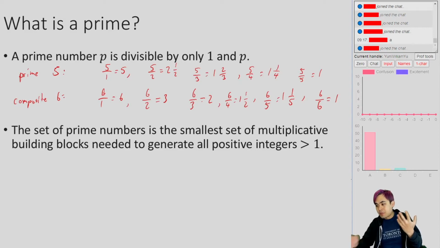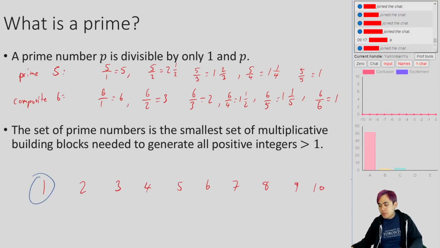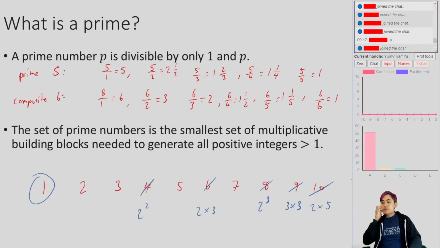Another way of understanding prime numbers is that they're the smallest set of multiplicative building blocks needed to generate all the positive integers greater than 1. So let's write out a few of them. 1, 2, 3, 4, 5, 6, 7, 8, 9, 10. Well, we ignore 1 because 1's special. And then 10 is 2 times 5, so you don't need 10. 9 is 3 times 3, so you don't need 9. 8 is 2 cubed, so you don't need 8. And 6 is 2 times 3, and 4 is 2 squared. So with this smaller set of multiplicative building blocks, you can generate basically everything.